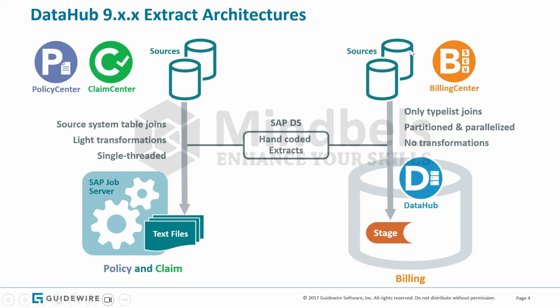When you say hand coded extract, what does the term mean? It means first we have to create the data flows and workflows to extract the data into extract jobs. We got the data into text files, then we have another job which runs post extract, which is the transformation job.